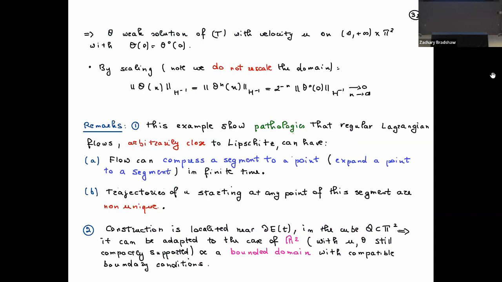So you can check again by rescaling. Remember, we do not rescale the domain. So at each complete step, the H^-1 norm has gone down exactly by a factor 1/2. So in infinitely many steps, you have driven the H^-1 norm to zero.